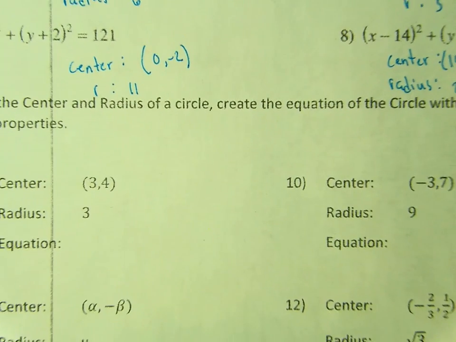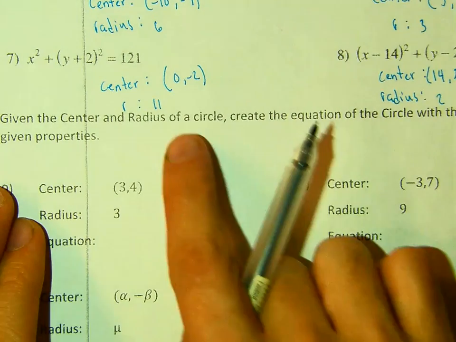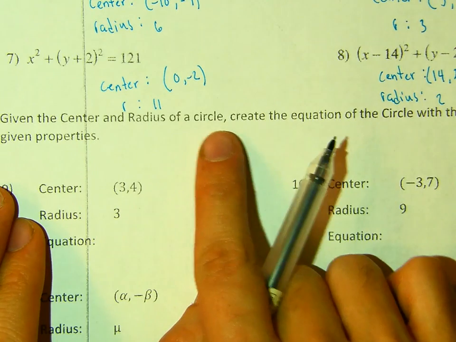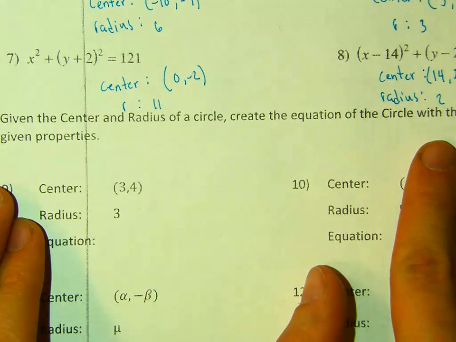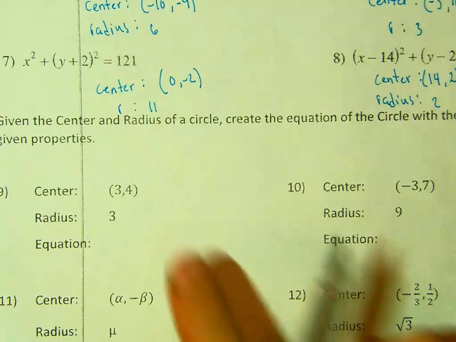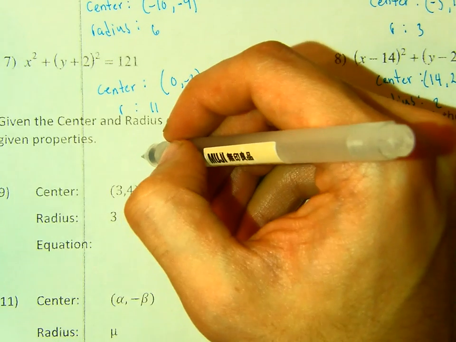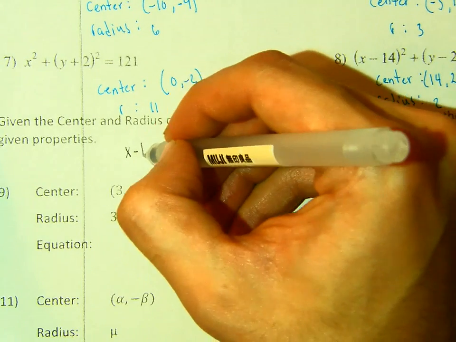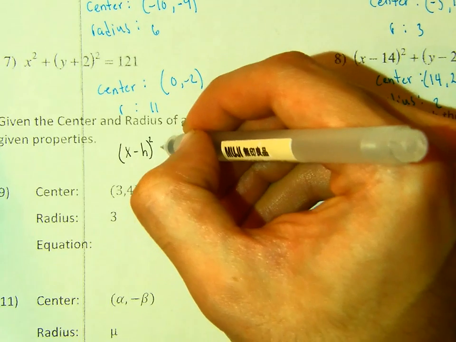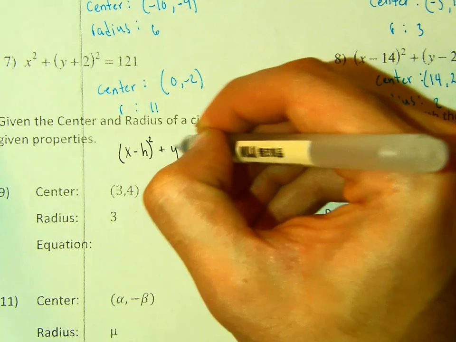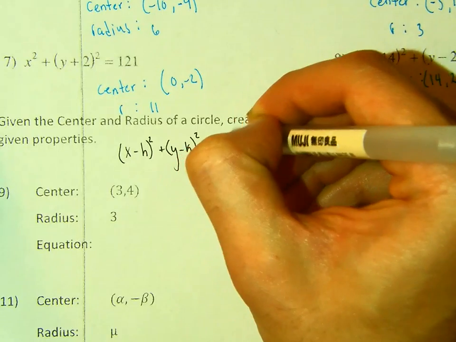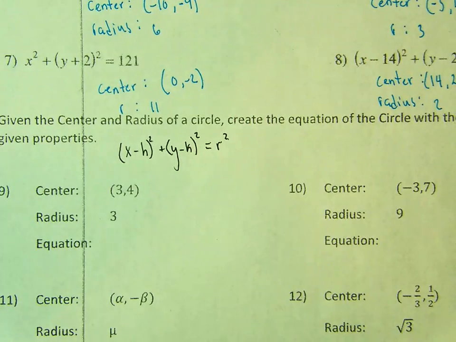The next part is saying, imagine if you have the center and you have the radius, create the equation with the given properties. So what's the equation of a circle? It's some x minus h squared plus y minus k squared equals r squared.